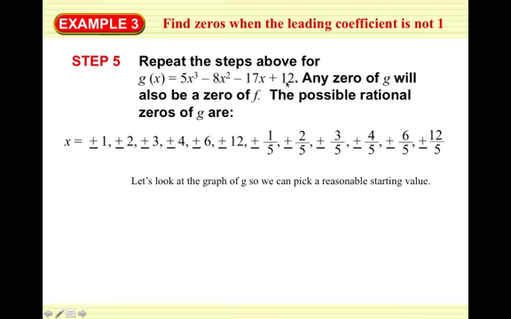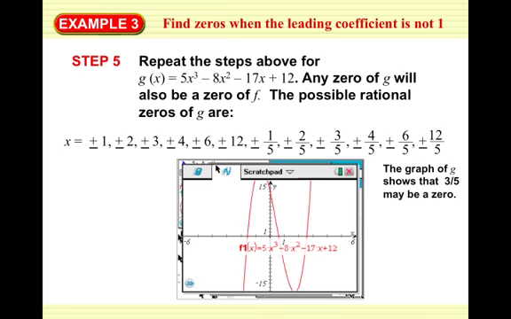All right, so let's look at the graph of g so we can pick a reasonable starting value. So here's our graph. And so let's see, there's that negative one that we really couldn't find anything for that was going to give us trouble. This looks like it's a little bit further than 1/2. It looks like it might be 3/5, which is equal to 0.6. So let's try 3/5.